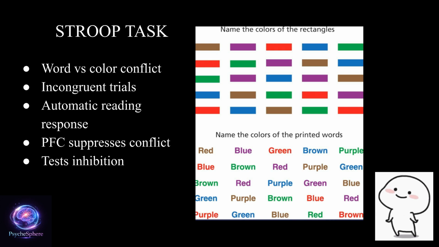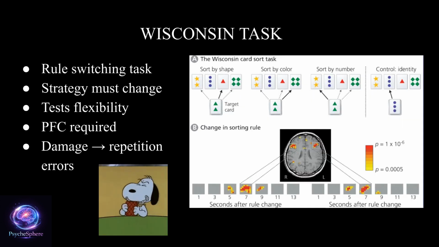So, this task clearly shows how the brain handles conflict and controls behavior. Another important task is the Wisconsin card sorting task. Here, participants have to figure out a sorting rule, like color or shape, but the rule suddenly changes without any warning. So, you have to detect that your strategy is no longer working and switch to a new one. This requires flexibility, attention, and decision making, and all these functions are of the prefrontal cortex.